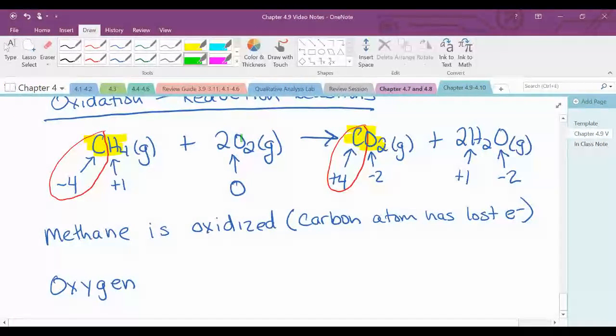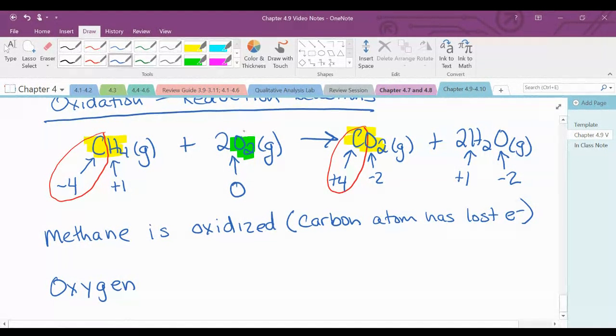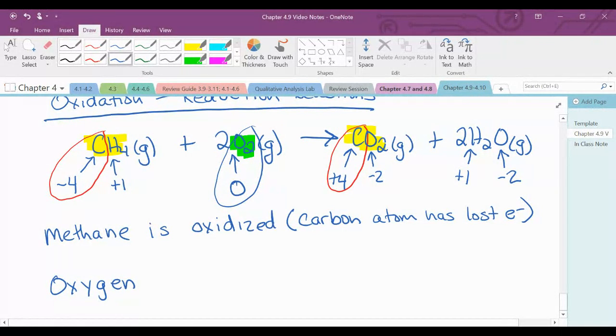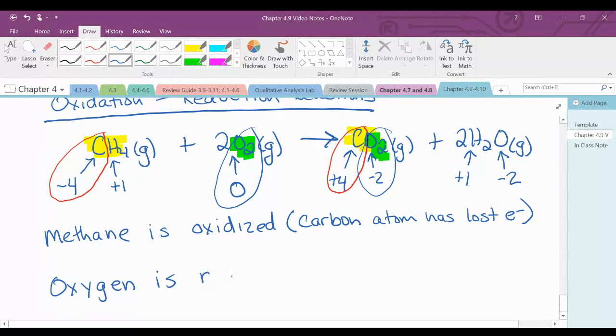And then we're looking at oxygen here. And you can see the oxygen here is a 0. And you can look at oxygen here. So the oxygen has gained electrons. It's gone from a 0 to -2. So the oxygen is reduced.